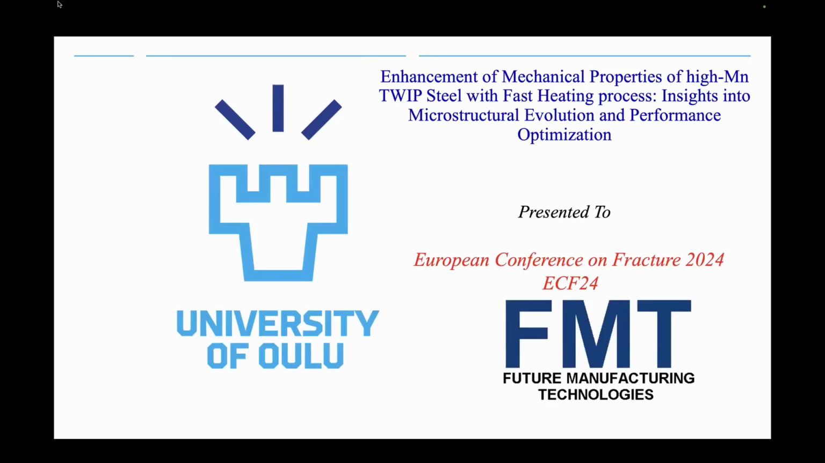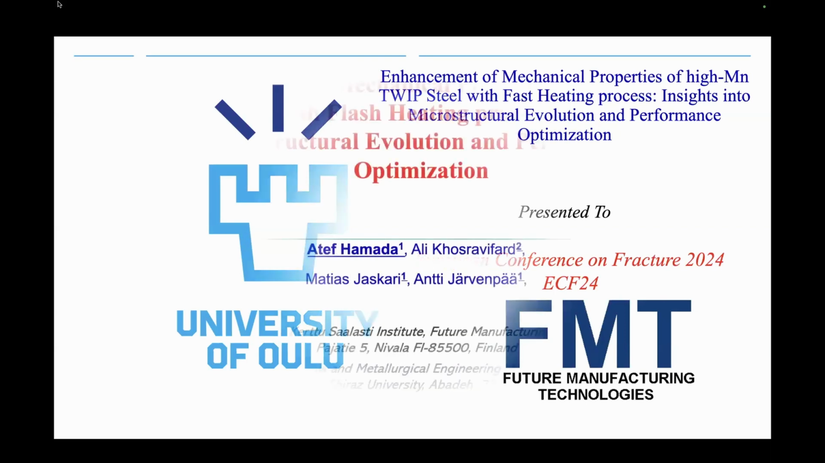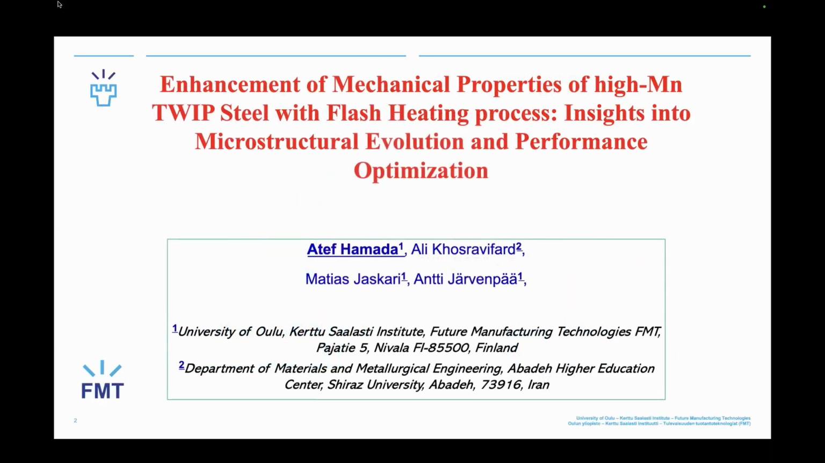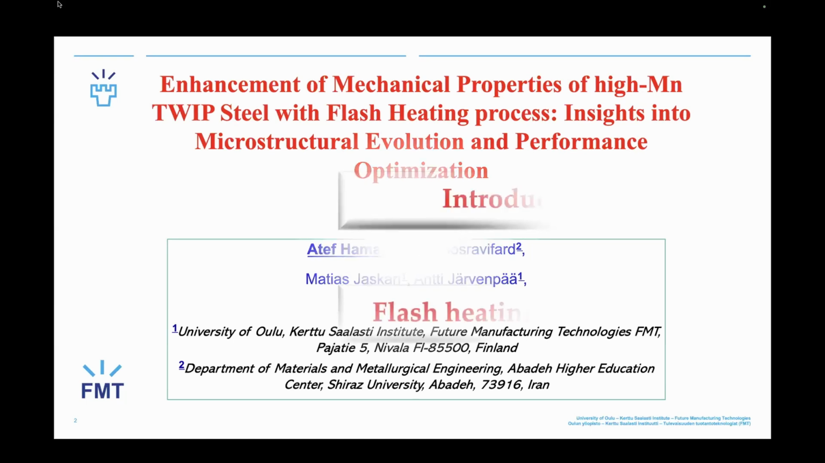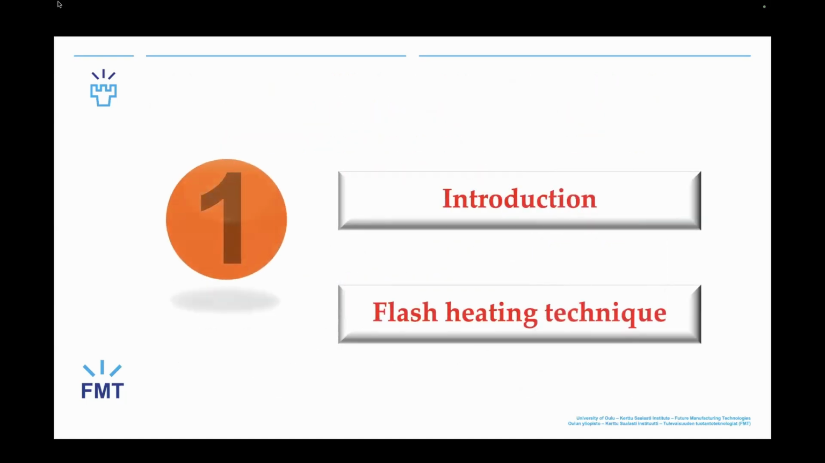I'm Atef Hamada from University of Oslo. Today we will talk about enhancement of mechanical properties of high manganese tube steel with flash heating process. This is a new technique for thermal processing of steel. Okay, that was the introduction about the flash heating technique.